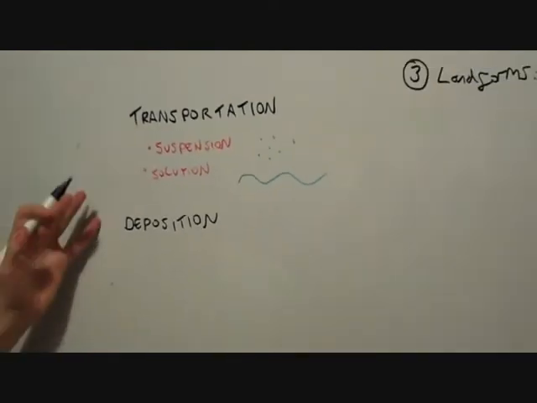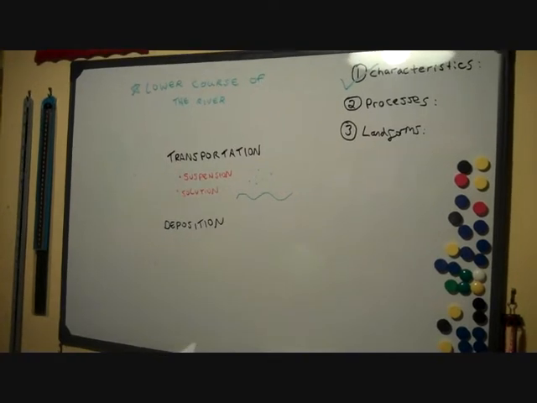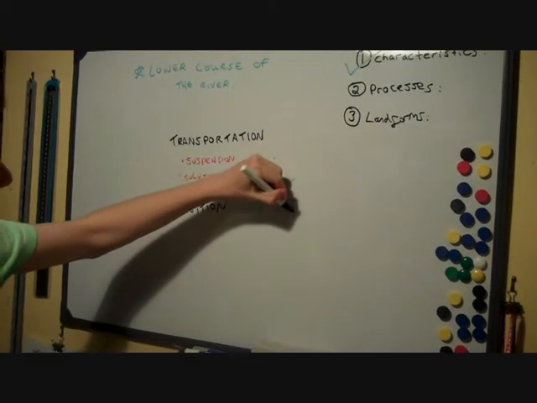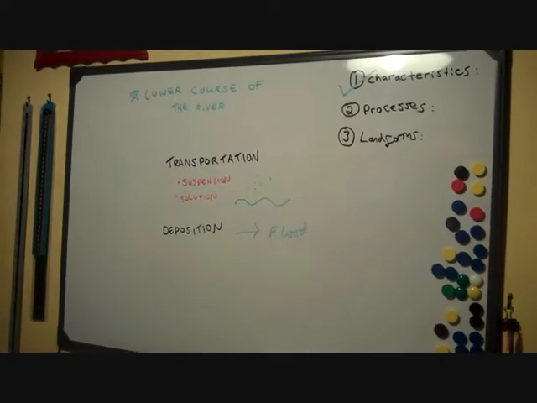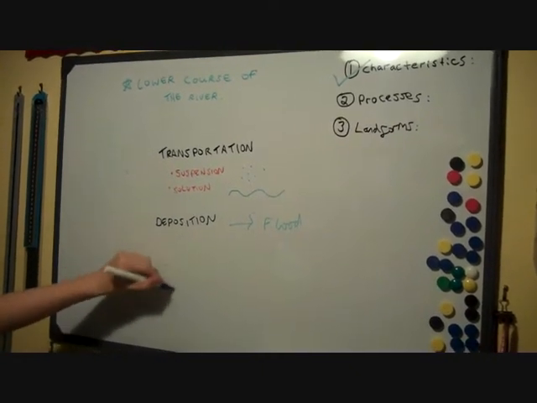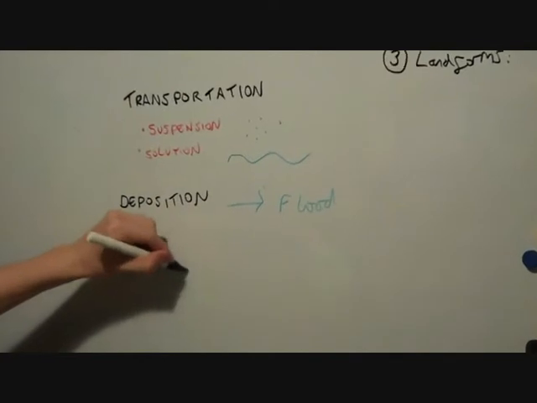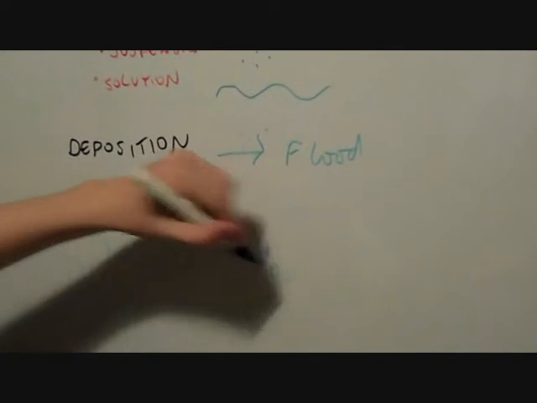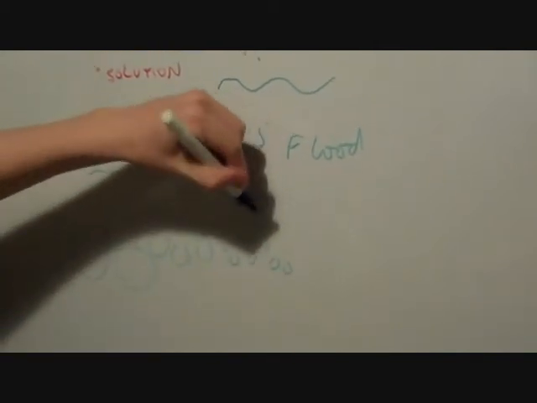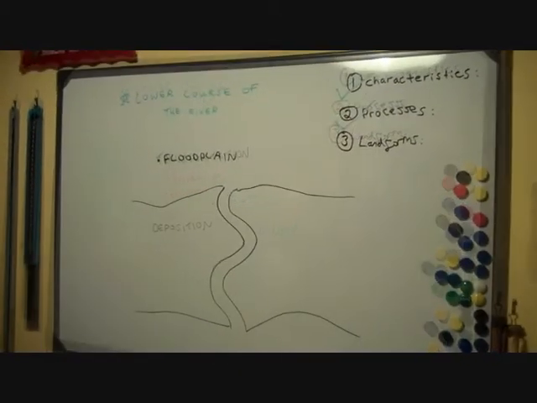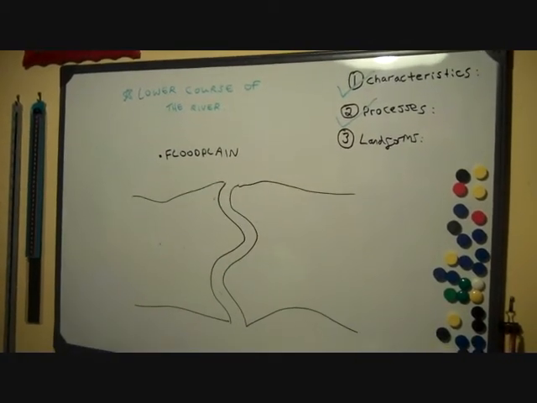Now, moving on, after this you have the deposition. Now this is where the load is deposited, usually during a flood. Now remember, the largest material needs more energy to move it, so it's deposited first. So, if your large material is here, your medium material is here, and your small tiny bits of sediment are here, this is the process of deposition. Brilliant. You should now have a good, sound understanding and knowledge of the processes in the lower course of the river. Finally, we move on to the landforms in the lower course of the river.